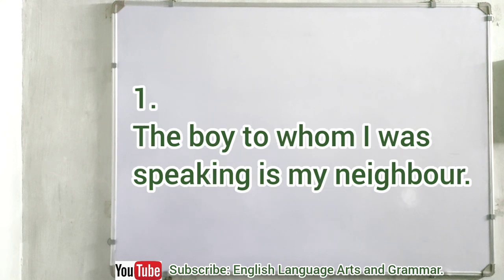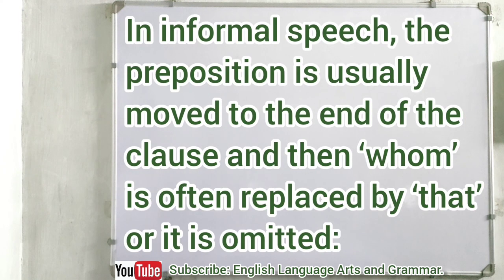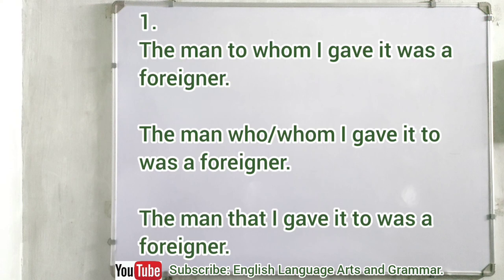Generally, the preposition is placed before the relative pronoun. The boy about whom I was speaking is my neighbor. In informal speech, the preposition is usually moved to the end of the clause, and then whom is often replaced by that or it is omitted. Let us learn some examples.